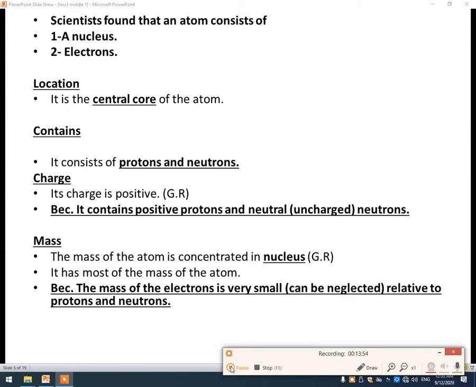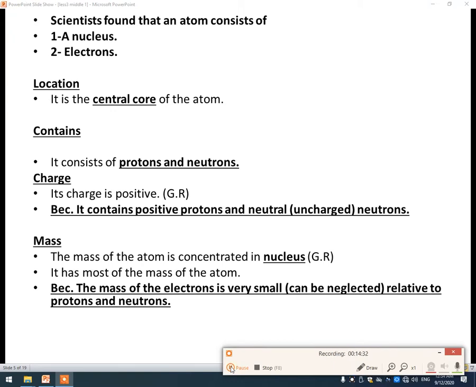For sure, if you think, the nucleus consists of protons and neutrons. Protons are positive, neutrons are neutral. So what is the majority here? The majority here is the protons, which carry a positive charge. So the nucleus itself will be positively charged. So it is a give-reason question. Give reason: the nucleus is positively charged. Why? Because it contains positive protons and neutral neutrons.